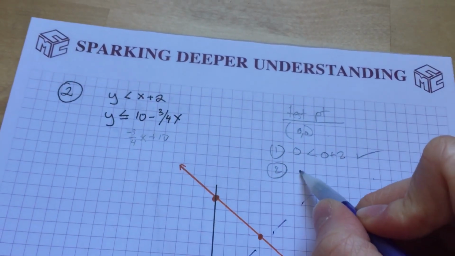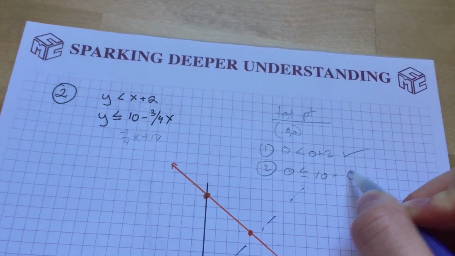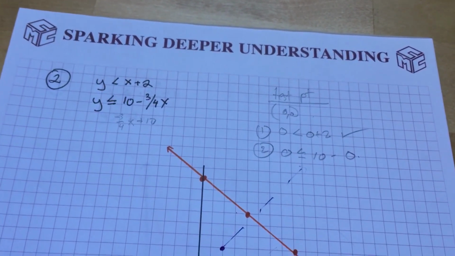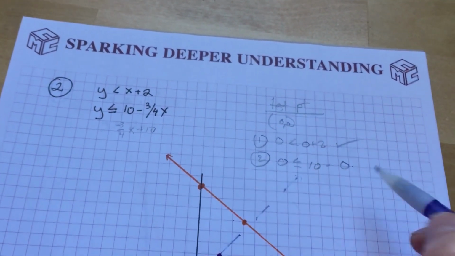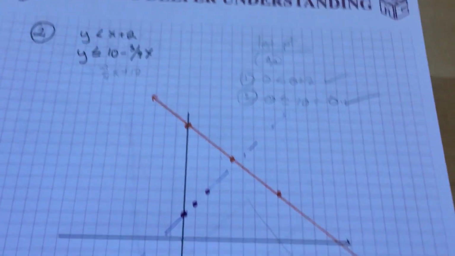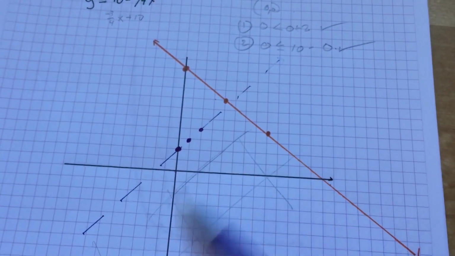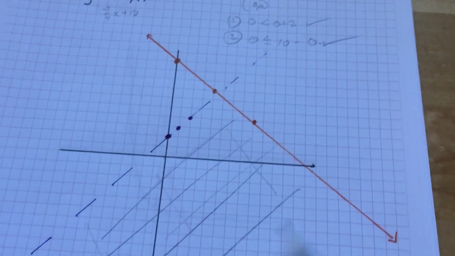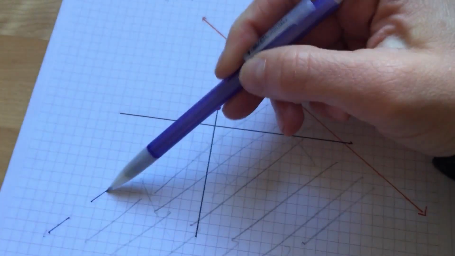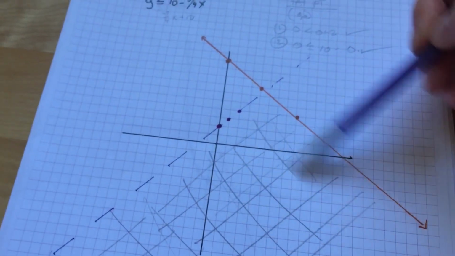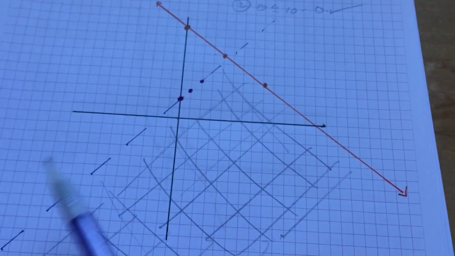Number 2: is 0 less than or equal to 10 minus 0, because negative 3/4 times 0 is 0. 0 is definitely smaller than 10. That is a true statement. So I can go ahead and darken these lines a little bit more. So I know it's going to be all in here. So again, you're looking for that overlap. Again, if you wanted to make them a little darker, that's fine.